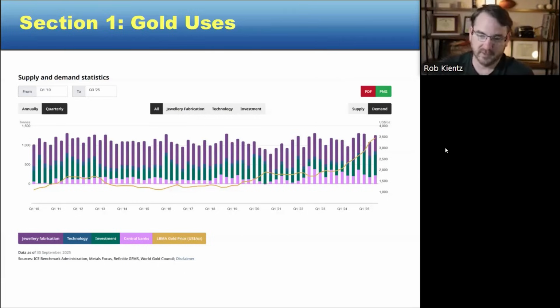Well, what is the demand? If you look at the purple part of each of these bars, it's jewelry. Jewelry is one of the largest uses of gold. There's tons used in jewelry around the world, particularly in Eastern traditions in terms of 22 and 24 karat. More in the Western world because we like to inset various stones and things.